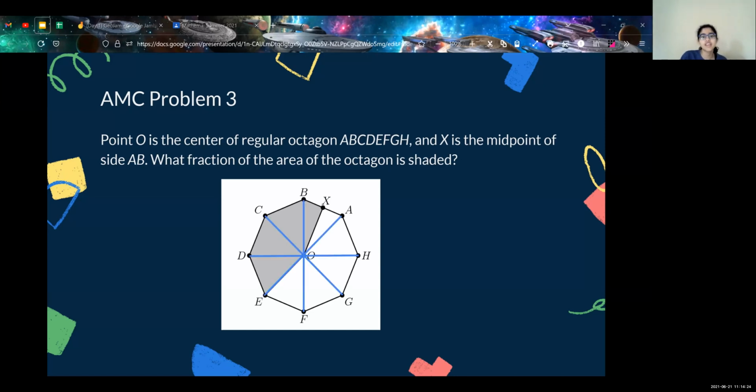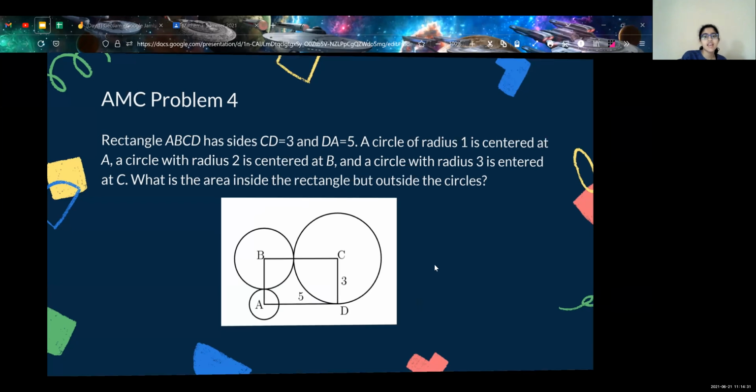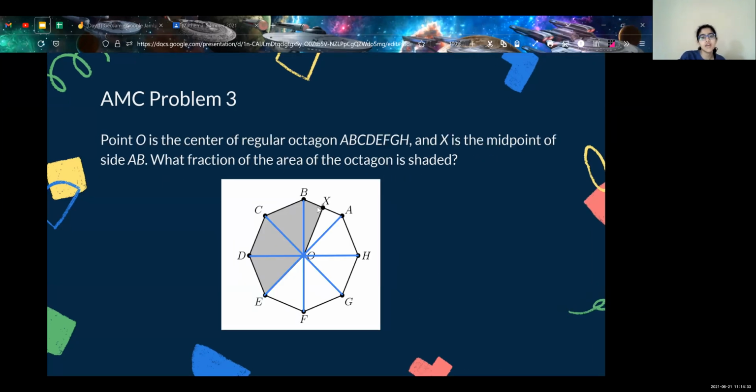So we can just divide it into 8 equal triangles, because it's an octagon. Right, and then because we see that BXO is half of a triangle, we get 3.5 out of 8 total triangles, and we don't want to leave any of it in decimal. So we multiply both the numerator and denominator by 2, and we get 7/16. And then, yeah, that's the fraction of the area that is shaded in.